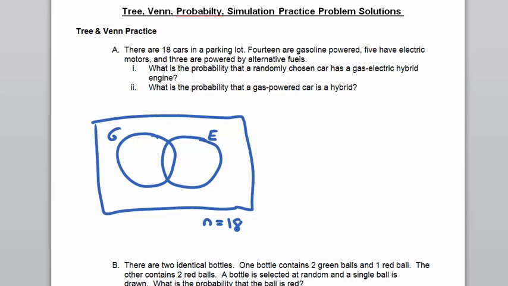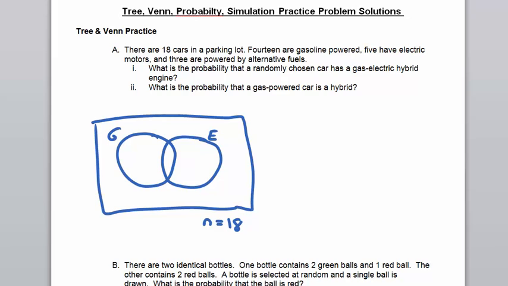So here are the requested solutions for all of the practice problems we've had at the conclusion of Unit 1. All right, so for starters, the cars in the parking lot. What we know is there are gasoline and electric powered and then alternative fuels. In deciding between trees and Venn diagrams, I'm choosing Venn diagrams for this one because I'm really trying to sort people into groups instead of having one event following another.